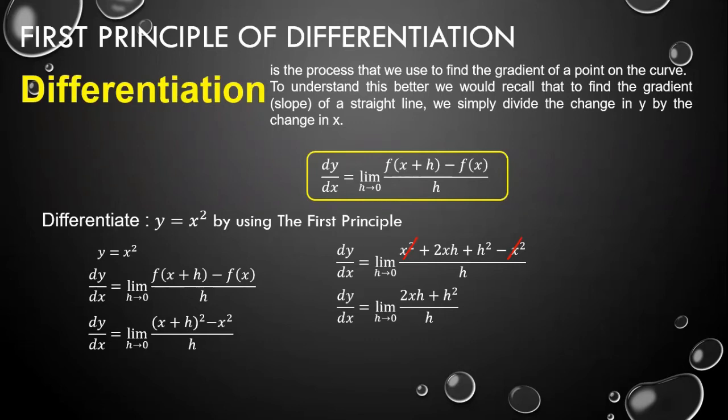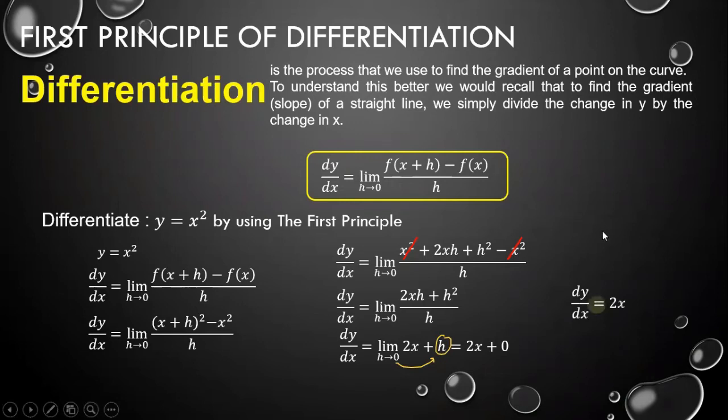Okay, students, we can simplify this function. It will be dy over dx equals limit h to 0 of 2x plus h. And then substitute h equals 0. You can substitute h equals 0 here, so it means 2x plus 0 is left. So dy over dx equals 2x. Very easy, right?